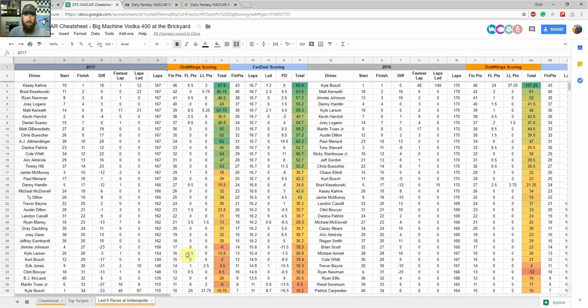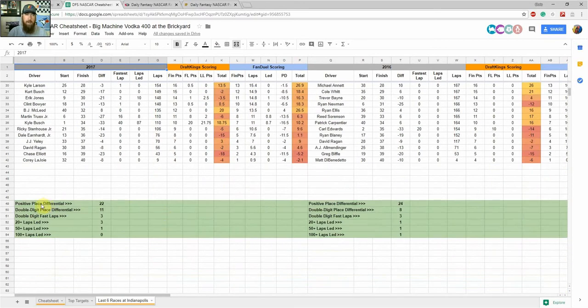So for this week, going back and looking at this tab here, the last six races at Indianapolis, you can see all the results here, FanDuel and DraftKings scoring. If you scroll to the bottom, I've got some stuff here: drivers that had positive place differential, how many drivers had double-digit place differential, how many drivers had double-digit fast laps, how many drivers had 20 laps led, 50 laps led, 100 laps led.